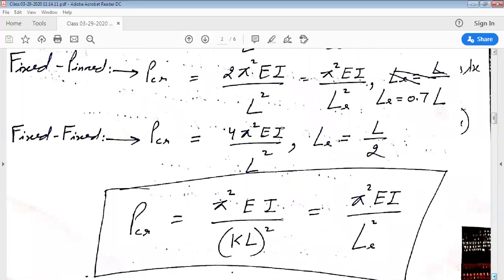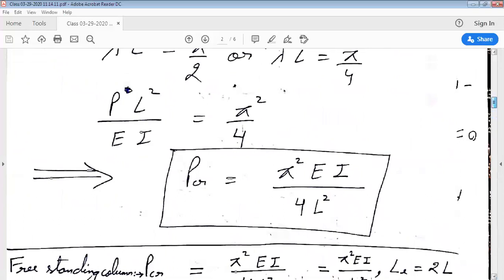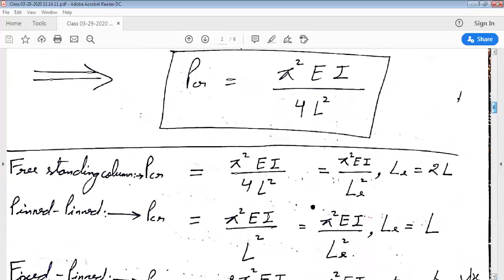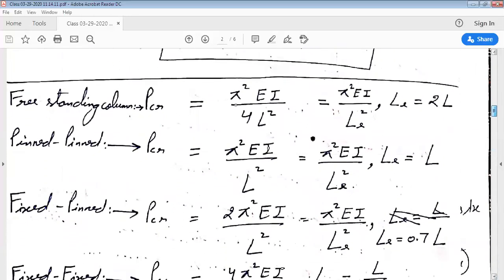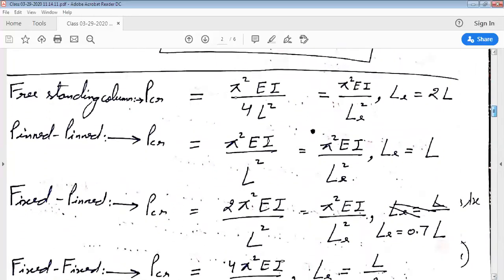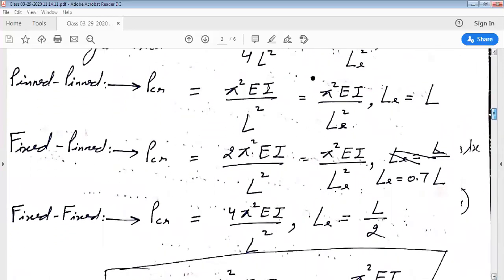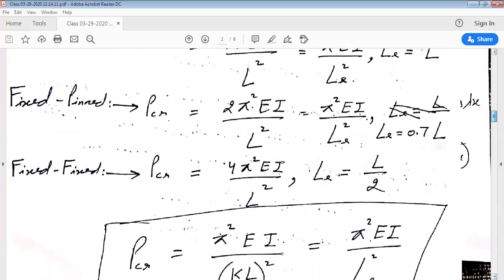So this is a standard form of expressing critical load of a column as pi square EI divided by KL whole square, or it can also be written as pi square EI divided by LE square. Now LE would be equal to 2L for freestanding column, equal to L for pinned column, LE would be equal to 0.7L for fixed pinned column, and LE would be equal to L by 2 for fixed column.